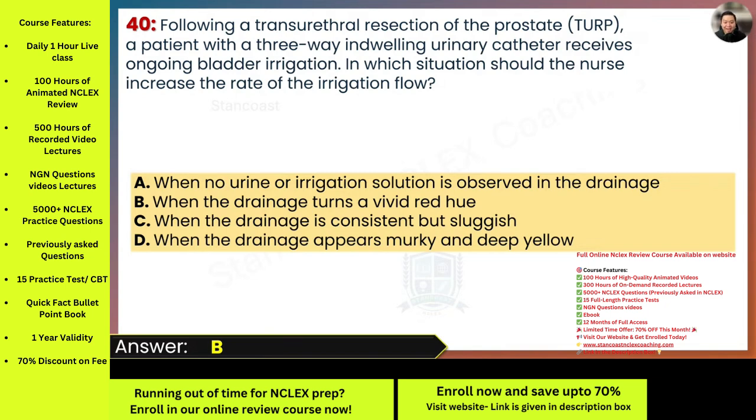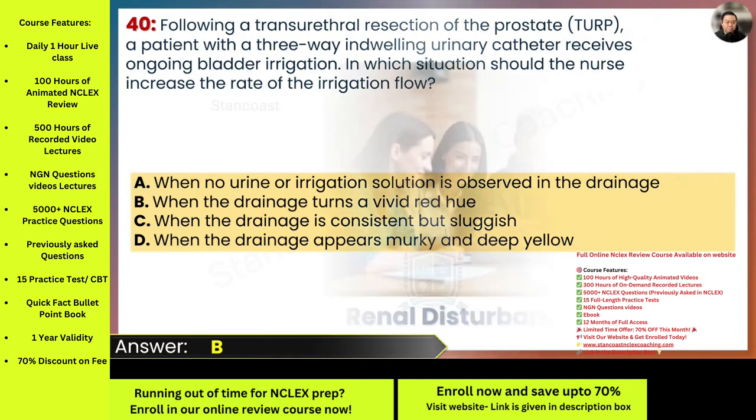Now, if the drainage is steady but sluggish or murky, this does not require immediate action like adjusting the flow rate. Instead, what you're going to do is observe and monitor, ensure that the drainage remains clear and unobstructed. And also, do not rush to increase the irrigation rate unless it's warranted by fresh bleeding.